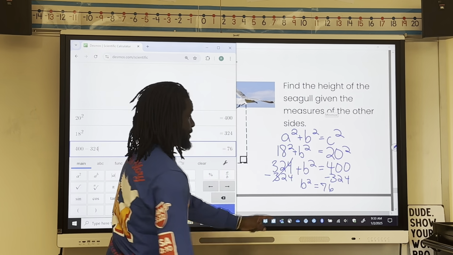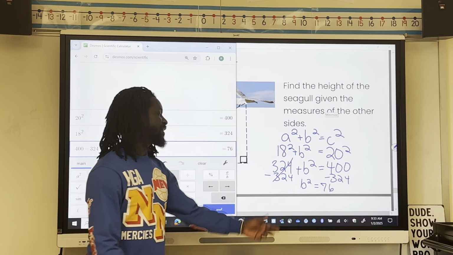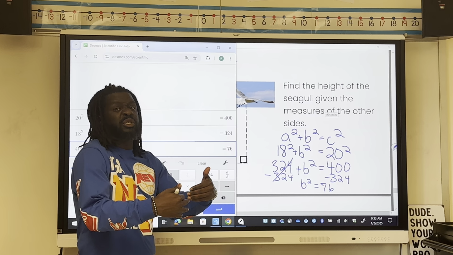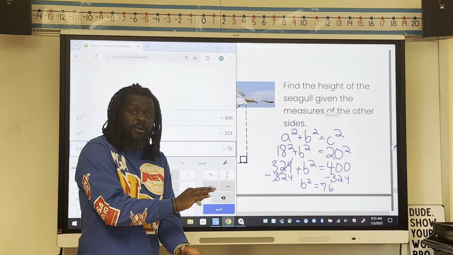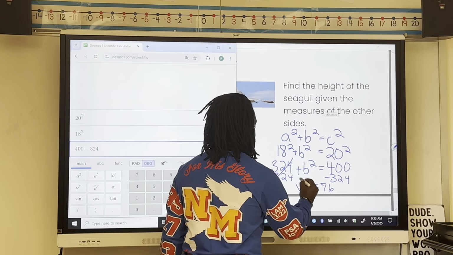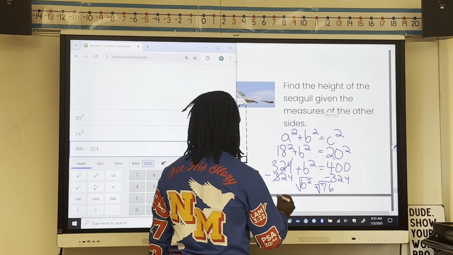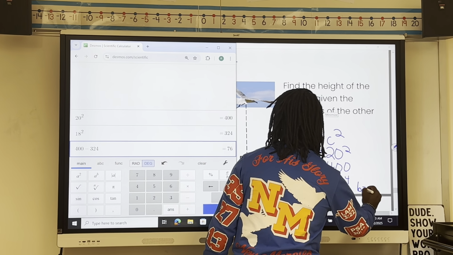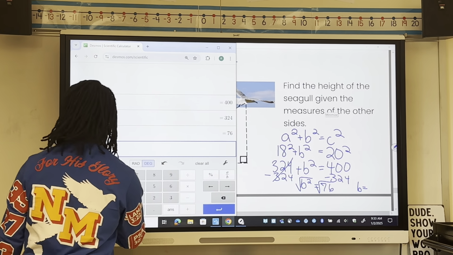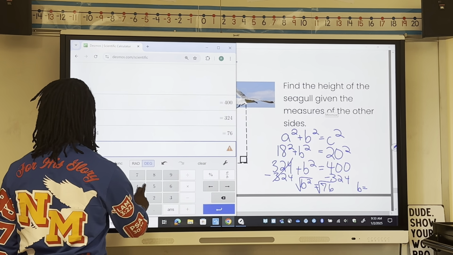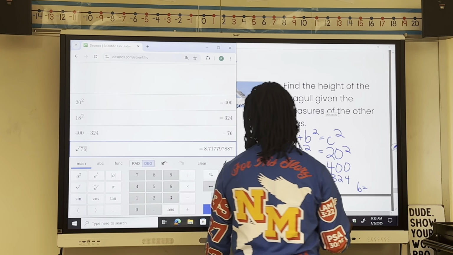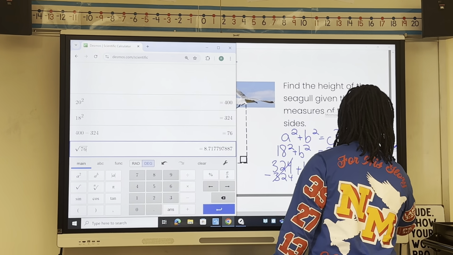And now, once I have b squared, to just get b by itself, I have to do the inverse operation. So I'm going to do the square root, and that is going to give me b equals the square root of 76, which is 8.7.